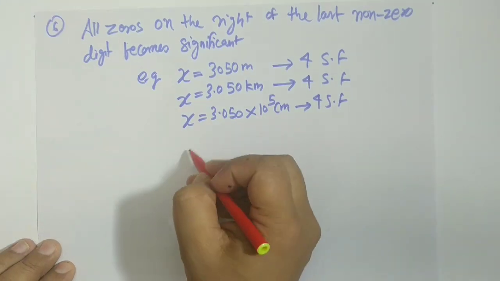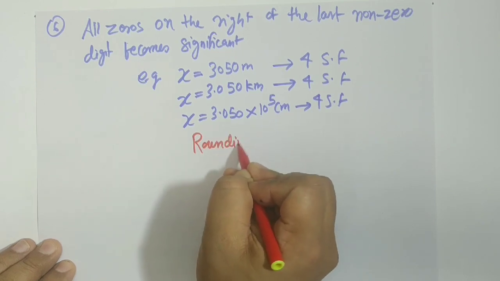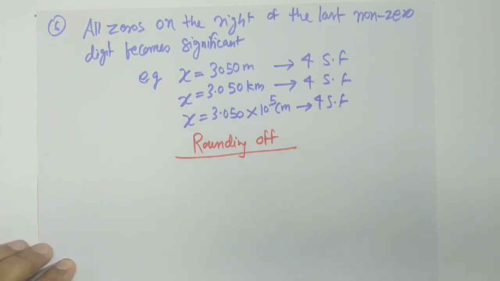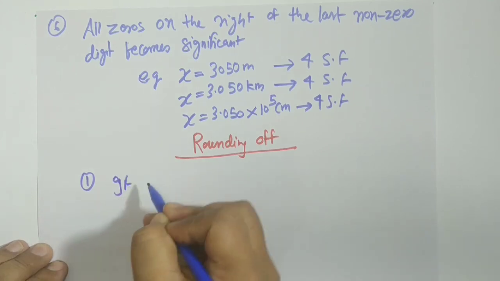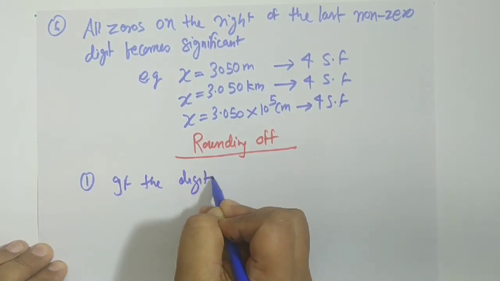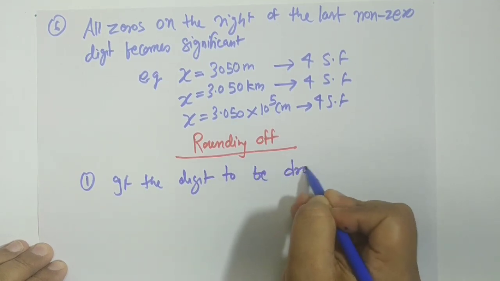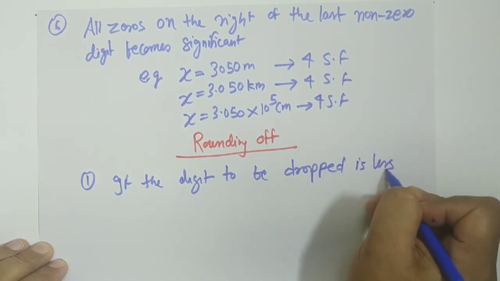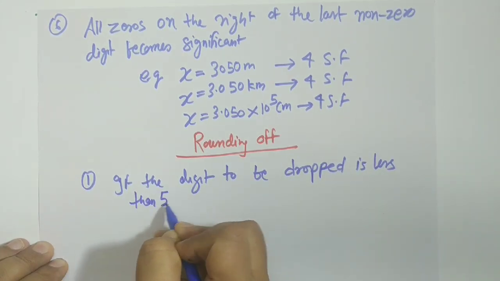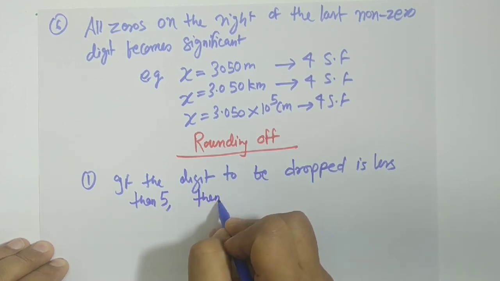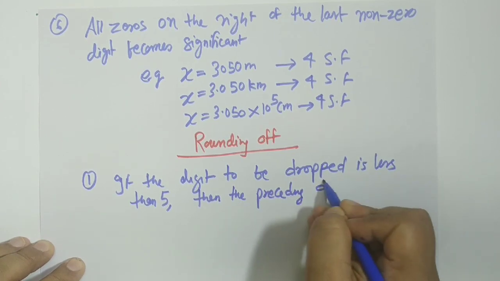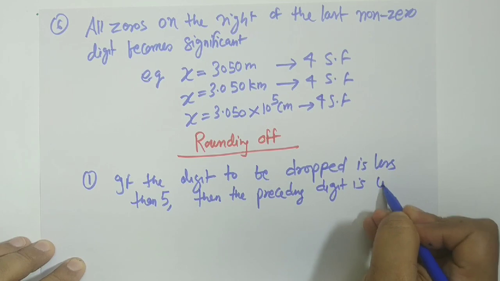And then one is the rounding off. When we talk about the rounding off, go through all these 6 things, and then we are going to talk about rounding off. Rounding off is very important. The first one is that if the digit to be dropped is less than 5, then all of you know the preceding digit is left unchanged.